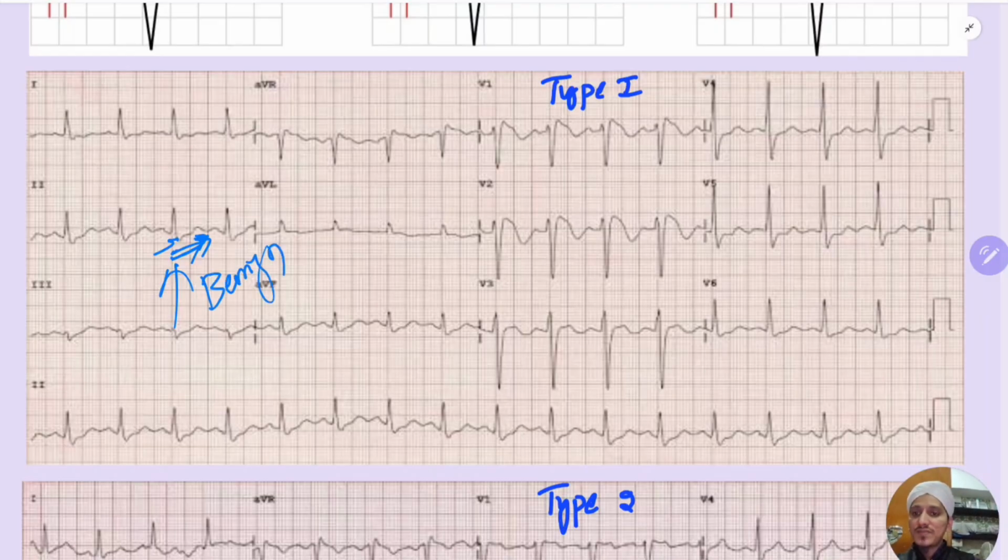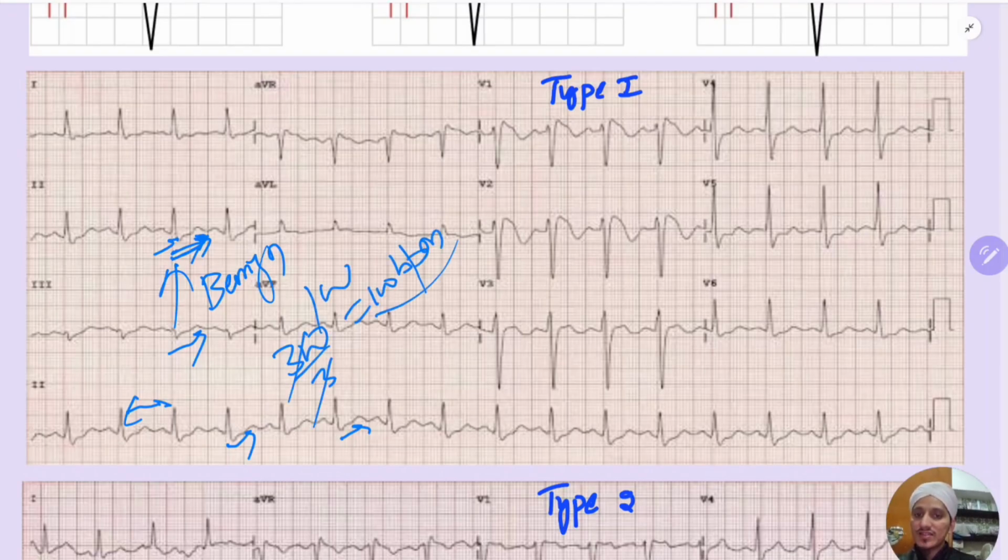Here also the ST segment is upsloping. Okay, it is benign, upsloping ST segment is benign. Mainly the common cause is tachycardia. See the number of boxes, it is approximately 3. So 300 by 3 is equal to 100 beats per minute. Now, tachycardia is there, so probably that is the cause for this ST segment depression.